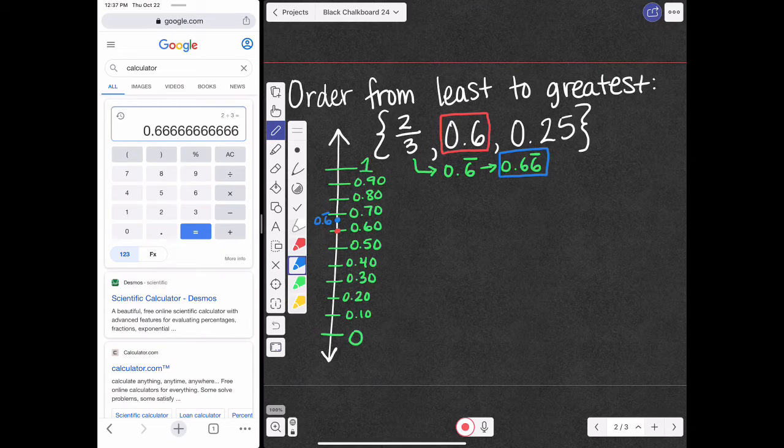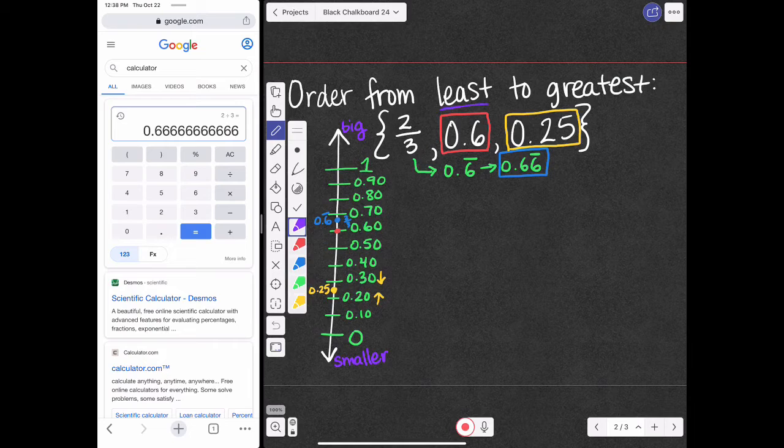Now I need to put on my 25/100. So my 25/100 is right between the 2/10 and below the 3/10 or 30/100. So I'm going to put it right in between, and there it is. So on my graph, the further you go up, the bigger it is, and the further you go down, the smaller it is, or the least it is, and greatest going up.